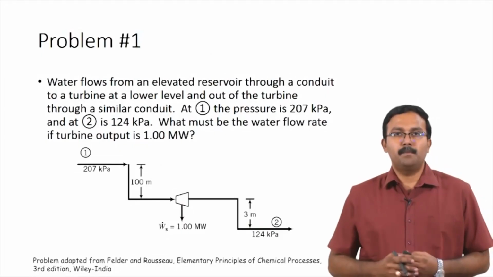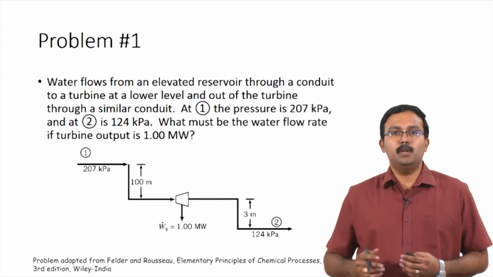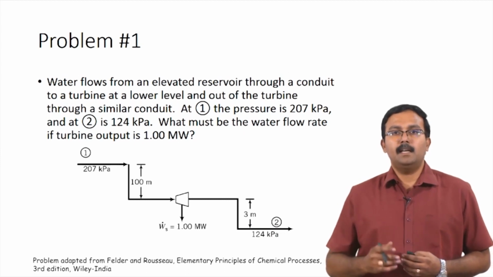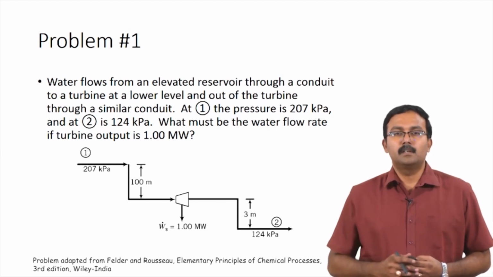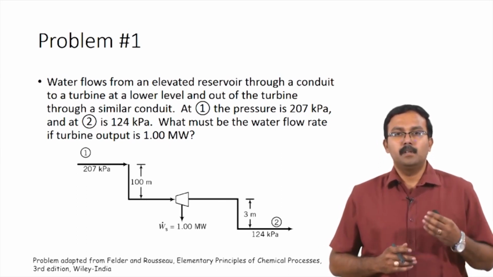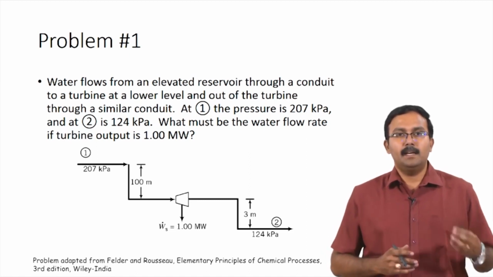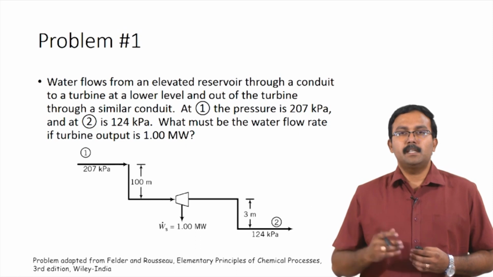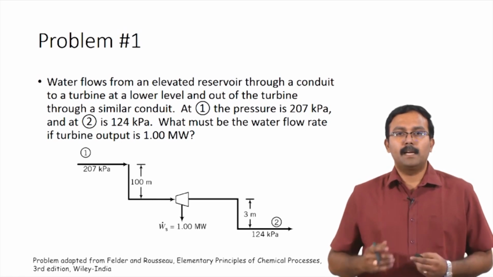Let us first start with the first problem. Here is the first example problem. Water flows from an elevated reservoir through a conduit to a turbine at a lower level and out of the turbine through a similar conduit. At point 1, the pressure is 207 kilopascals, and at point 2 the pressure is 124 kilopascals. What must be the water flow rate if turbine output is 1 megawatt?